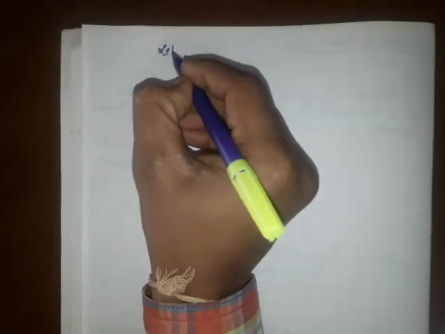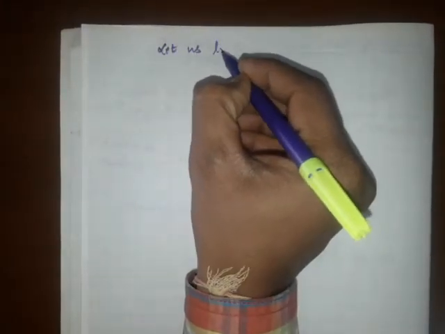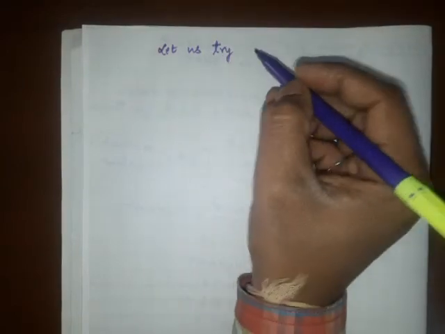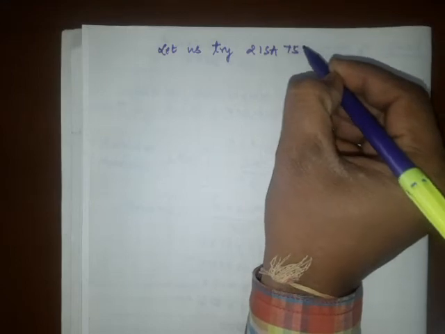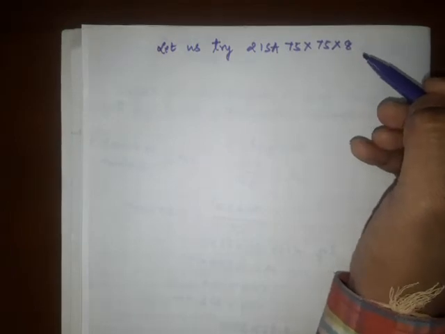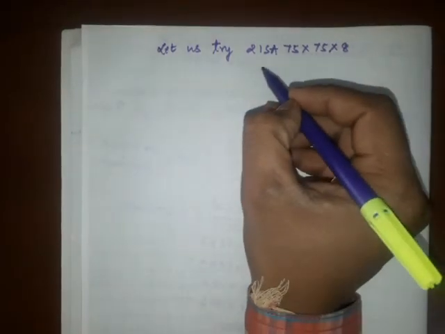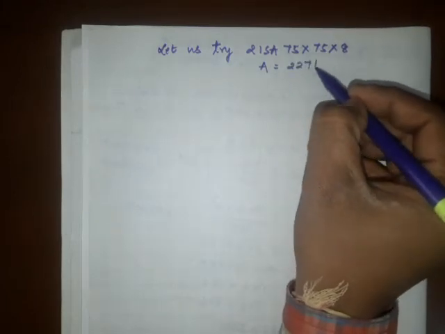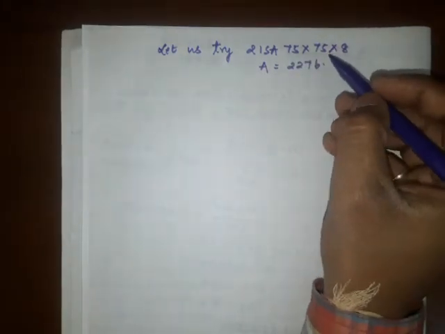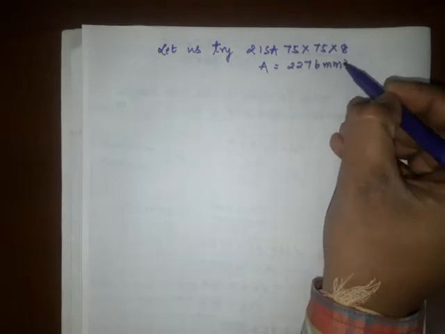So by revising, what will you do? Let us try 2 ISA 75 by 75 by 8. For that we have area 2276 mm square.